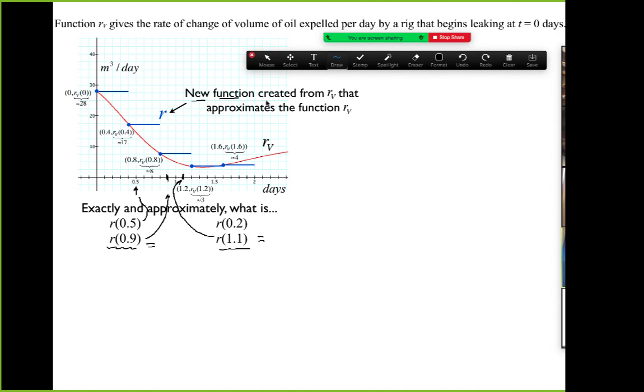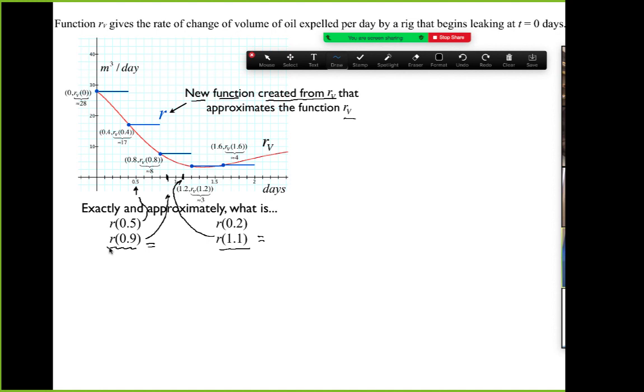It's the new function created from RV that pretends to be the function RV, but with constant rates that are chosen by the actual rate at the left side of every interval. So in an interval, we look at the rate on the left side of the interval, and we let that be the constant rate for the whole interval. And when we do that for every interval, all those steps form the function R.